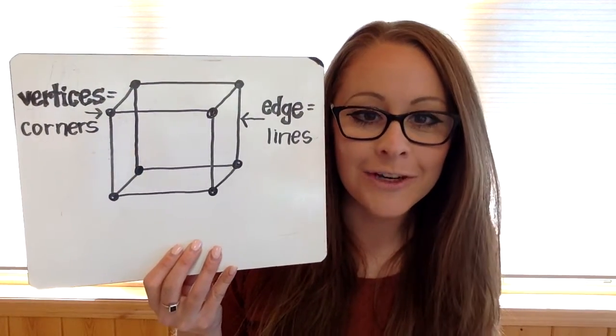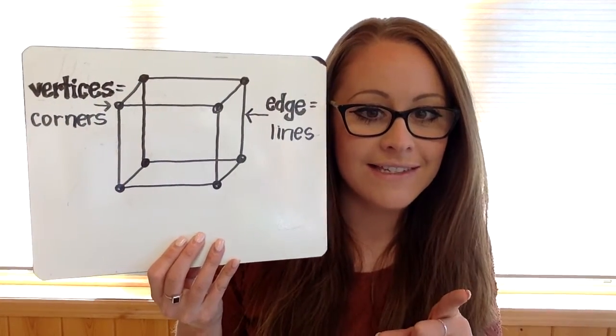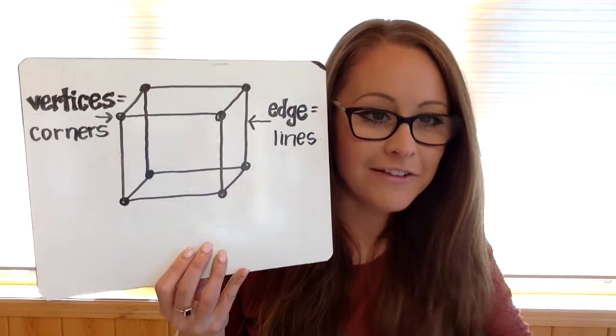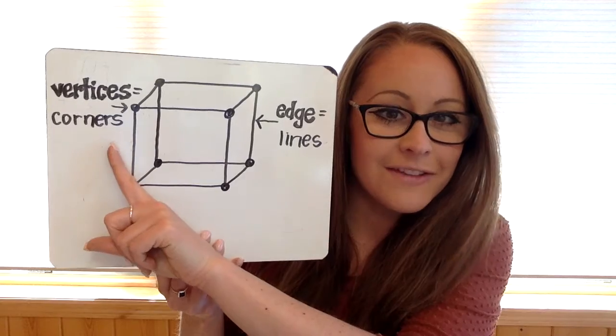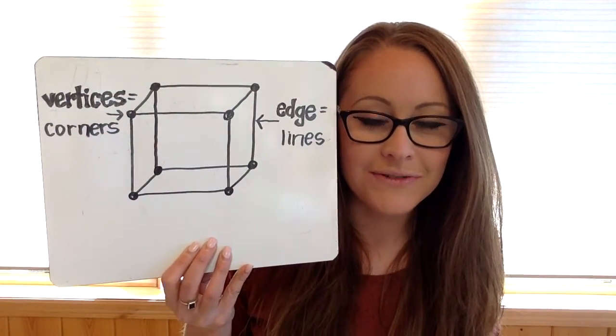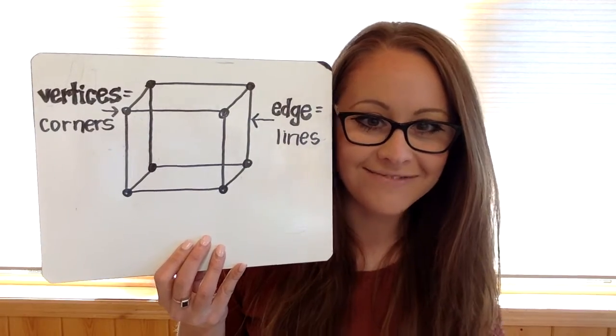Awesome. In a cube, there are 6 faces, which are squares. There are 12 edges, and for the vertices, those are the corners, I colored them in here. How many corners do you see? 8, right? So a cube has 6 faces, 12 edges, which are lines, and 8 vertices or corners.